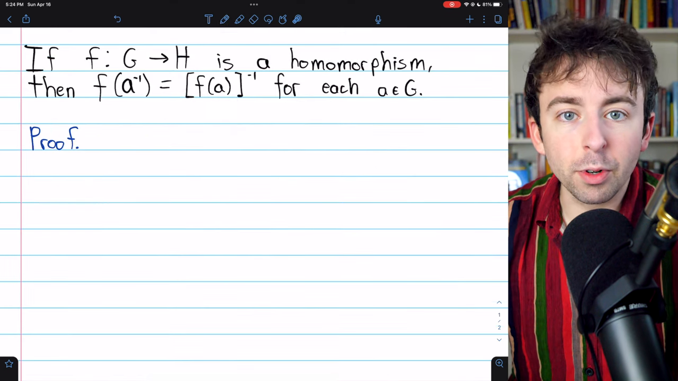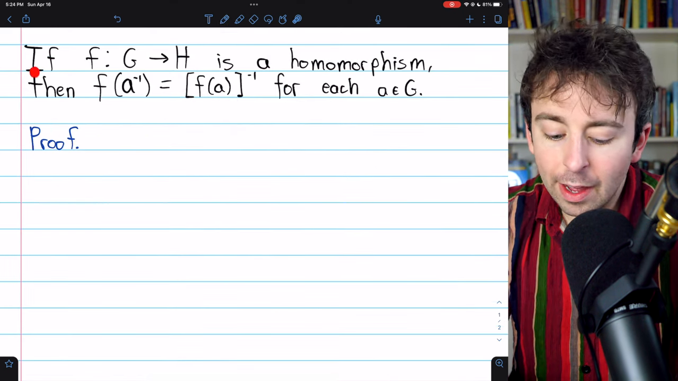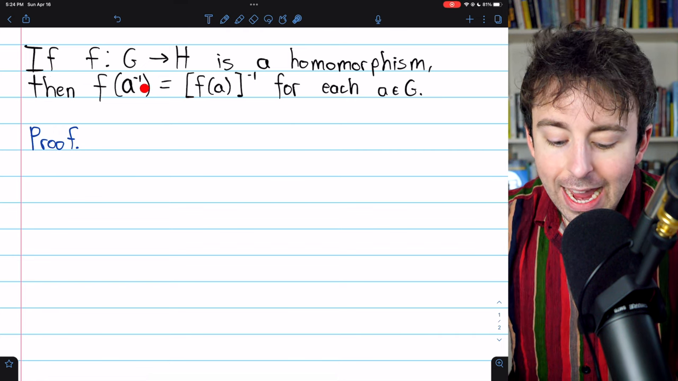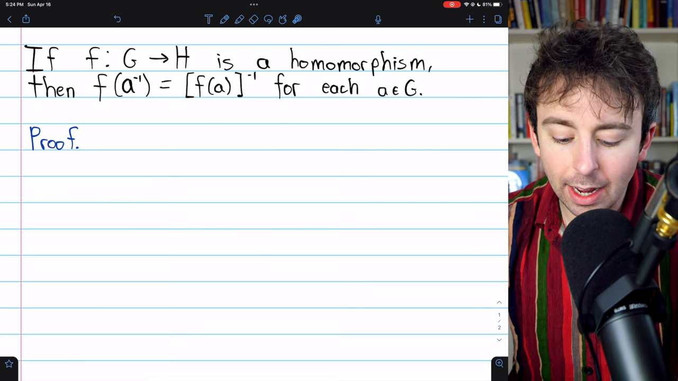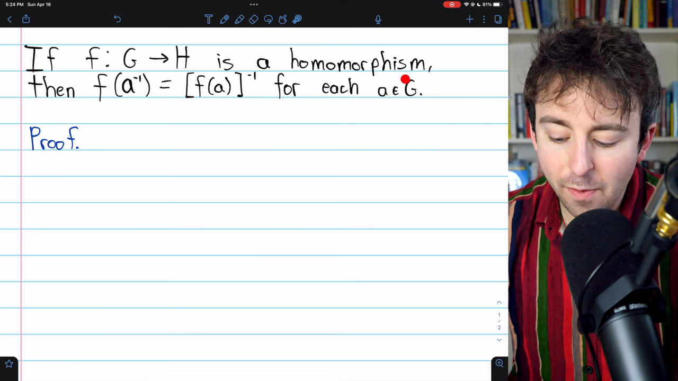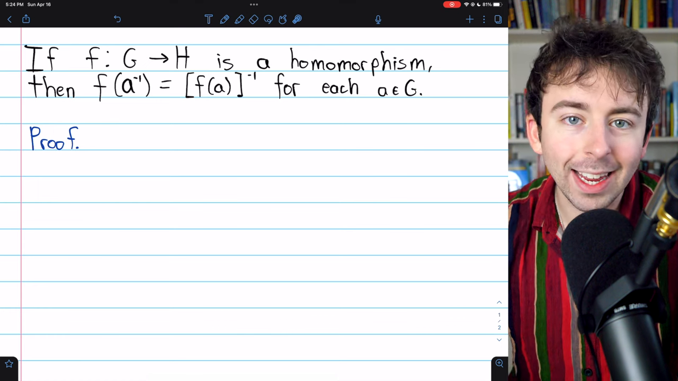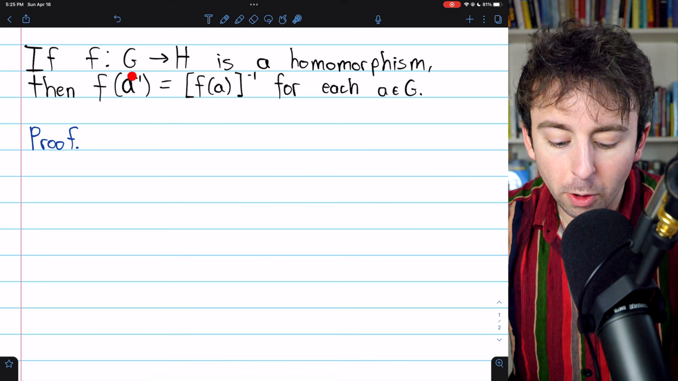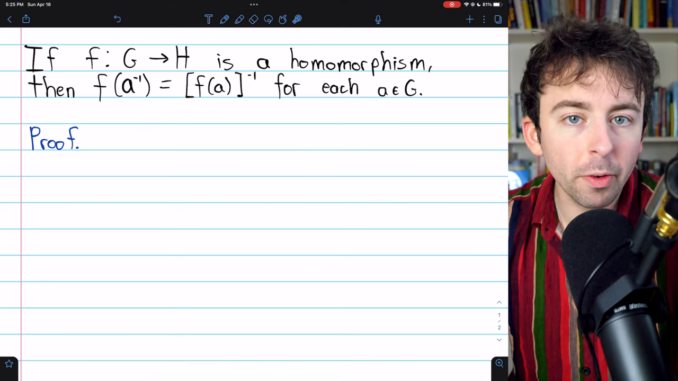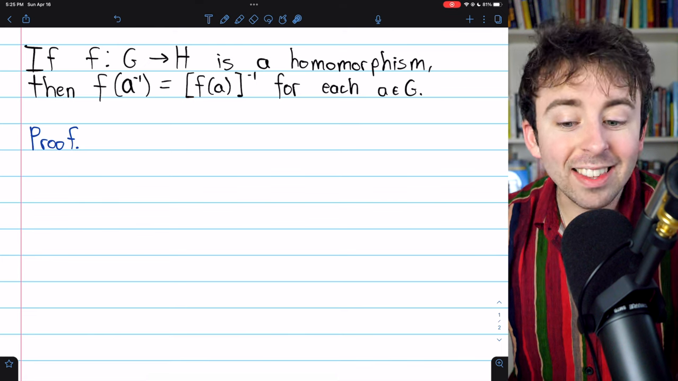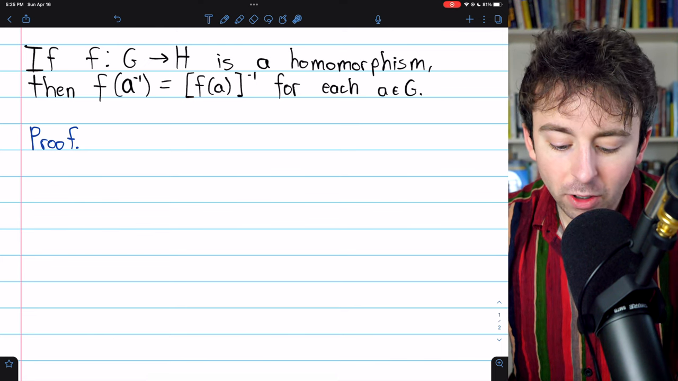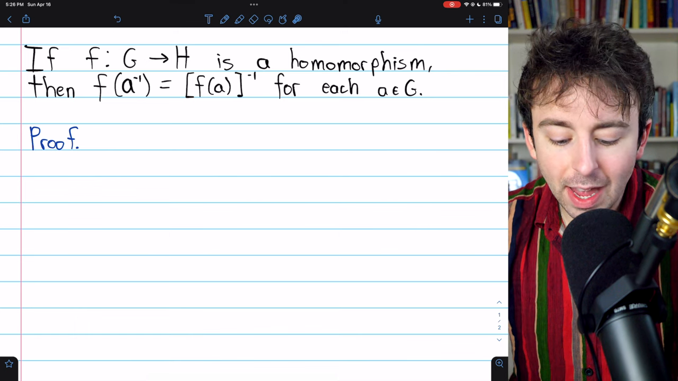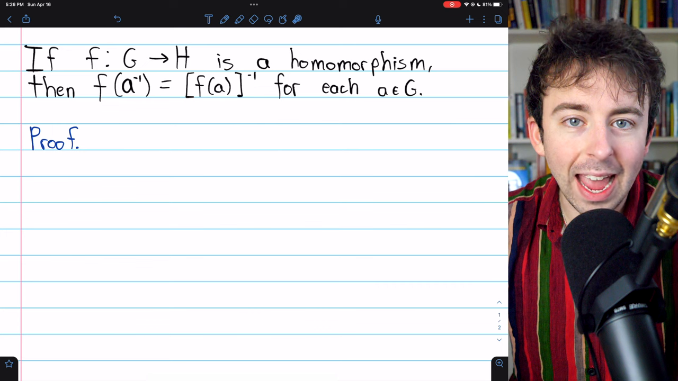Now let's move on to the proof regarding inverses. If f is a homomorphism from a group G to a group H, then f of a inverse is equal to the inverse of f of a for every element a from the domain G. This means if we take the inverse of an element a from our group G and put that in the homomorphism, what we get out is the inverse of a's image in the group H. So the homomorphism will take the inverse of a and map it to the inverse of a's image.